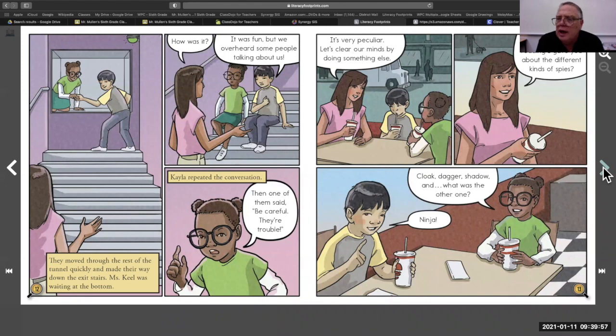It's very peculiar. Let's clear our minds by doing something else. Did you do the reading I gave you about the different kinds of spies? Cloak, dagger, shadow. What was the other one? Ninja. Now, earlier, remember, they referred to the 4 different kinds of spies. Here, she refers to them right here. Now, we have them listed: cloak, dagger, shadow, and ninja. Okay?